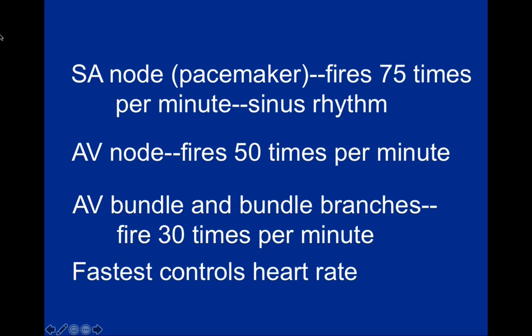Now, in the event that the SA node is damaged for some reason, the AV node is then going to pick up as the major pacemaker of the heart. The AV node fires 50 times per minute, so it's not necessarily as efficient as the SA node is. But if for some reason the SA node is destroyed, the AV node will still display that autorhythmicity if the SA node is unable to do its job. The same thing is true for the AV bundle and the bundle branches that only fire 30 times per minute. So whatever the fastest firing component of the cardiac conduction system will be the member that controls the heartbeat and sets the pace of the heart.